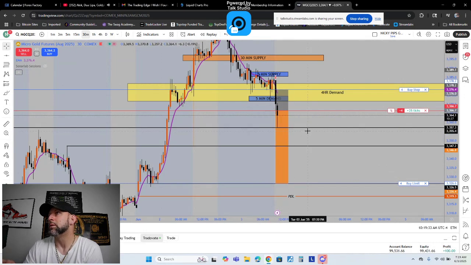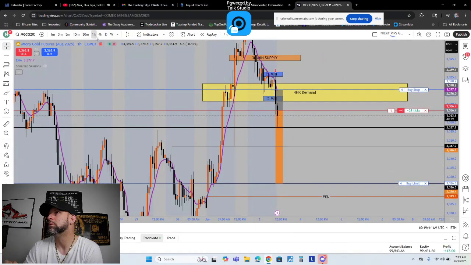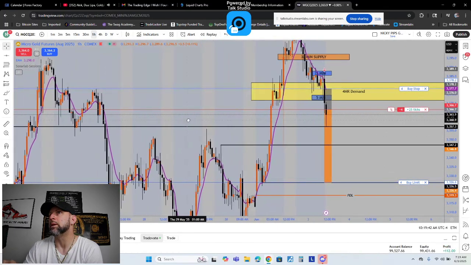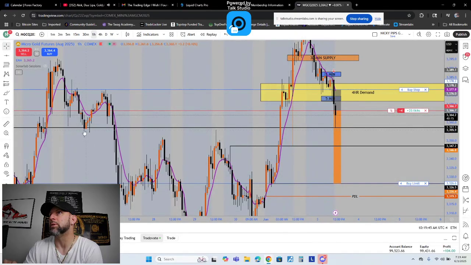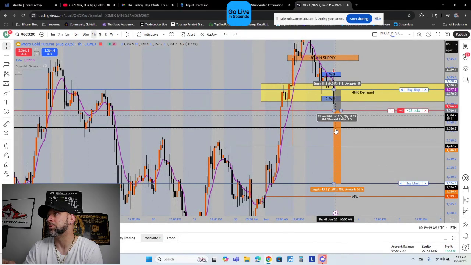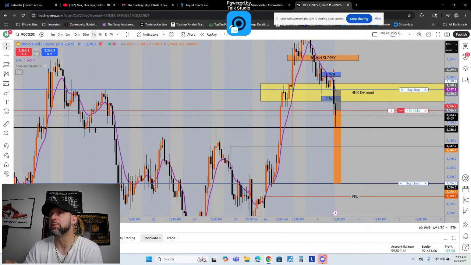So on the 30 minute, we got kind of a rejection there. So hopefully it doesn't decide to push up. So see, we have this level of support right here also on the 1 hour. So we rejected that 1 hour support. So we need to find a way to break through it.